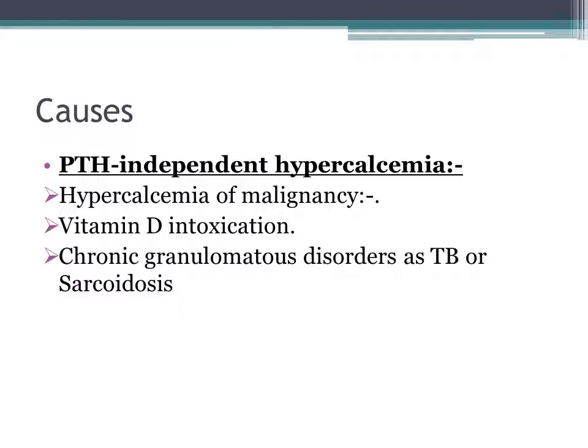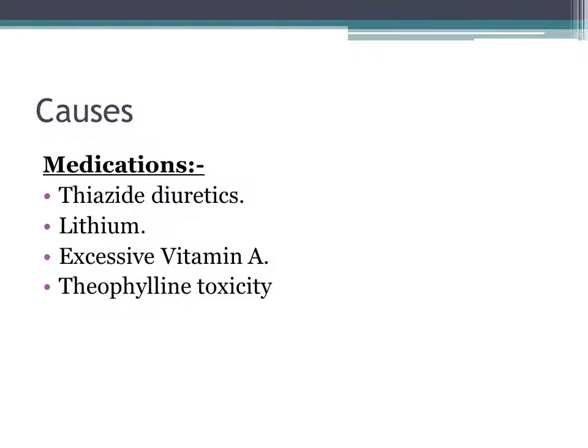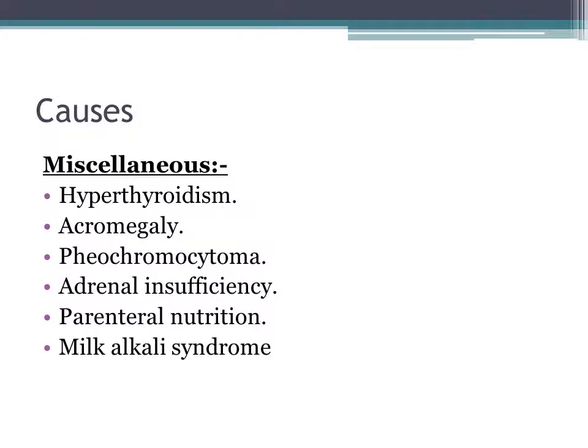PTH independent hypercalcemia like hypercalcemia of malignancy, vitamin D intoxication, or chronic granulomatous disorders like TB or sarcoidosis. Medications like thiazide diuretics, lithium, which is used as an antipsychotic, excessive vitamin A, and thiopurine toxicity. Other causes like hyperthyroidism, acromegaly, pheochromocytoma, adrenal insufficiency, which are the endocrinal causes of hypercalcemia, parenteral nutrition, and milk alkali syndrome.